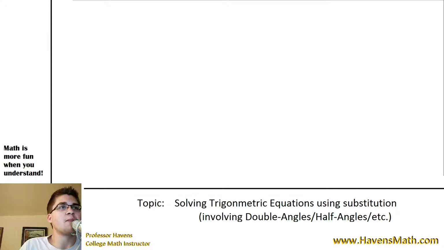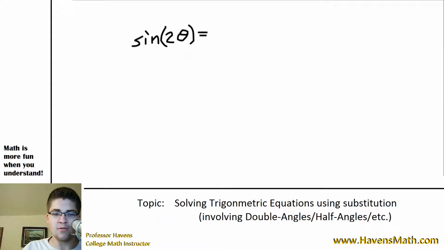Today we're going to be looking at trigonometric equations which have alternate inputs, like instead of sine theta is equal to something, see what happens when there's a 2 theta or a theta over 2 or 3 theta, and show you how we can use a simple substitution to make these a lot simpler. So let's start off with a pretty easy example. Let's say we had sine of 2 theta is equal to rad 2 over 2.